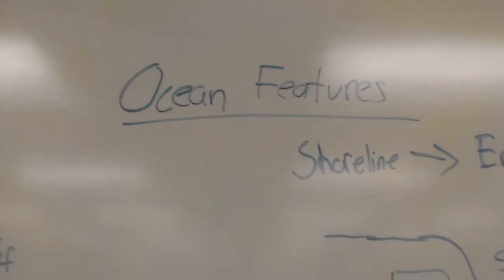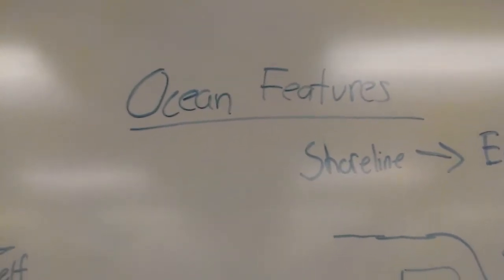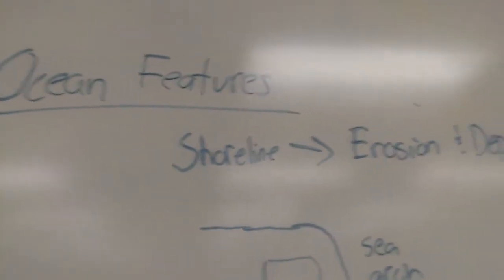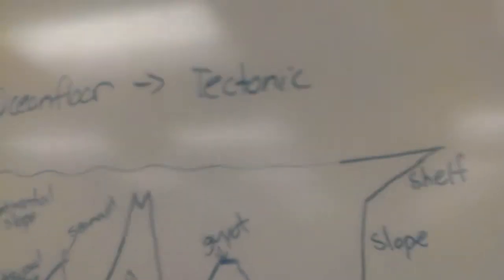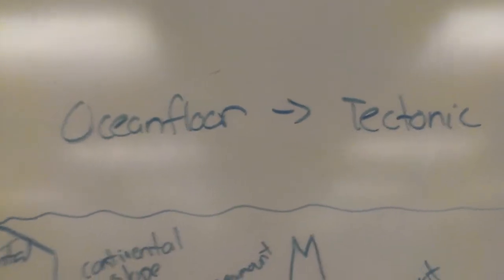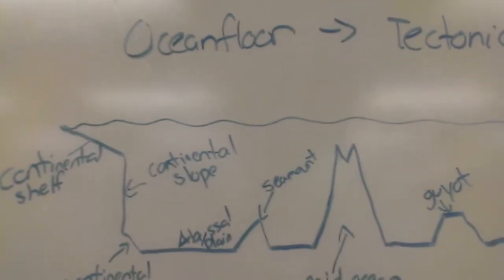All right, ocean features. Ocean features have two parts. You've got shoreline features caused by erosion and deposition, and then you have ocean floor features that are generally caused by tectonic activity. So let's start with the ocean floor.